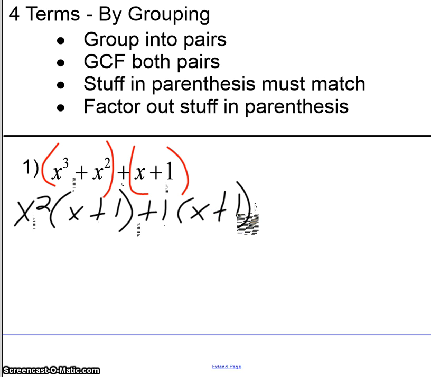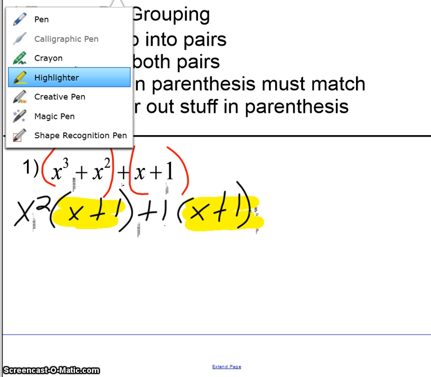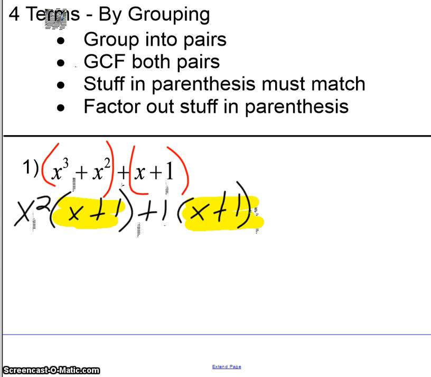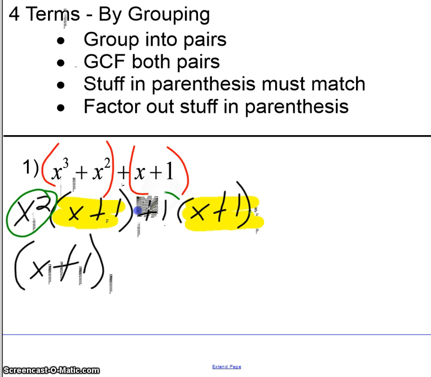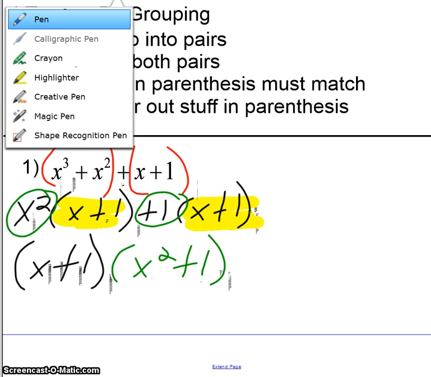Okay. Step 3, the stuff in the parentheses must match. Is that true? Yeah, it is. This stuff is the same as this stuff. Okay, step 4, factor out the stuff in parentheses. If both of those terms have an x plus 1 in them, then I can divide x plus 1 out. And what's left is going to be x squared plus 1. So that goes in the second parentheses. So that's it. That's the answer right there.